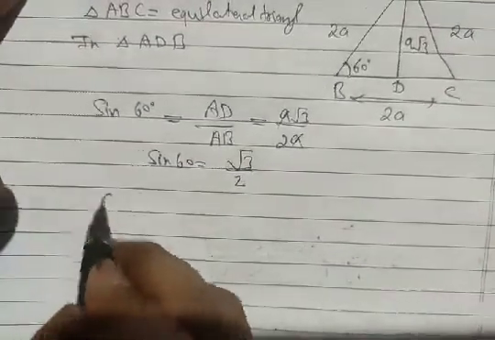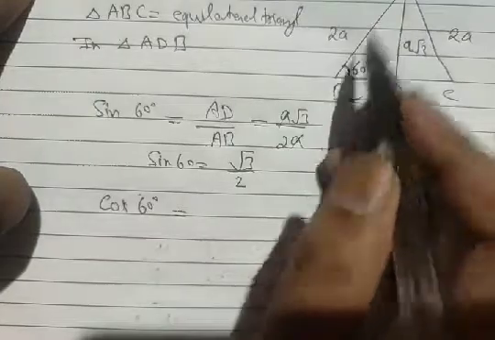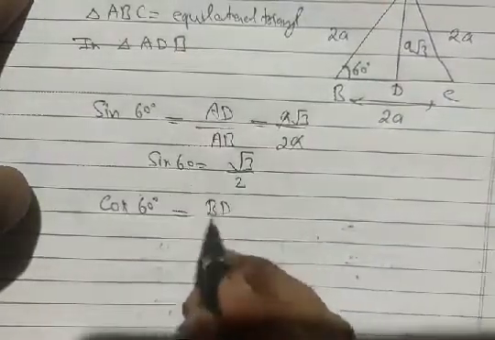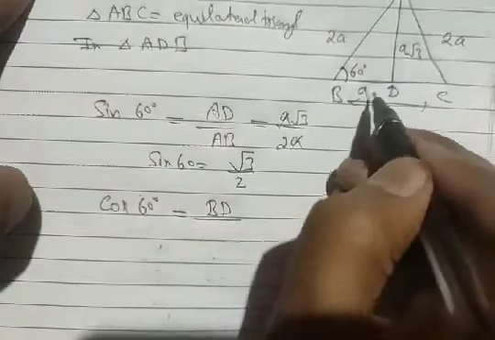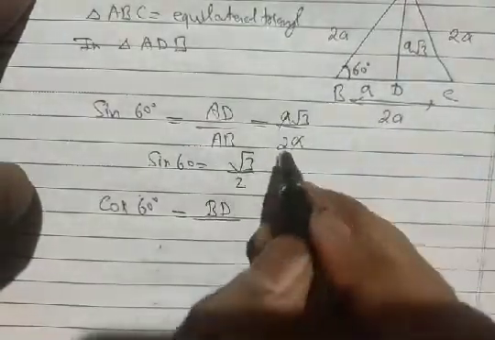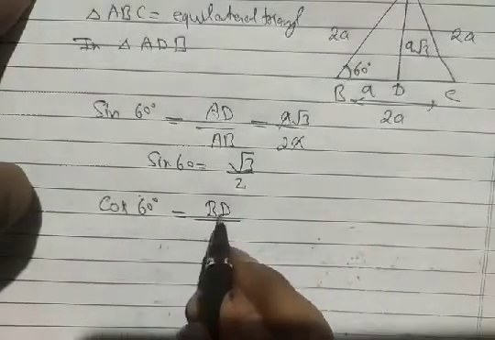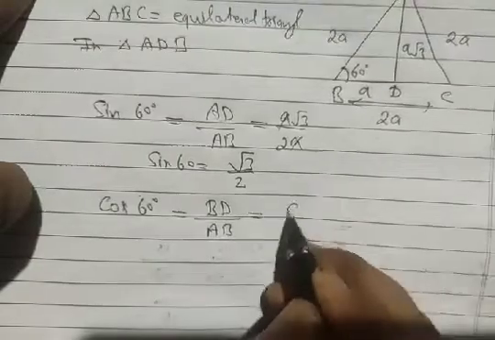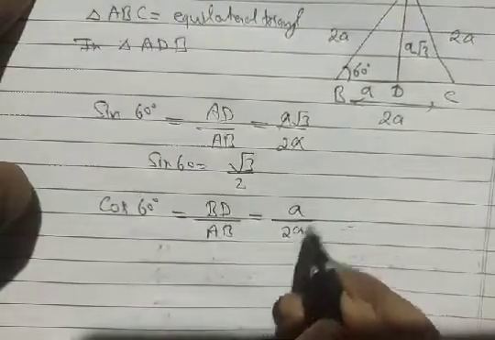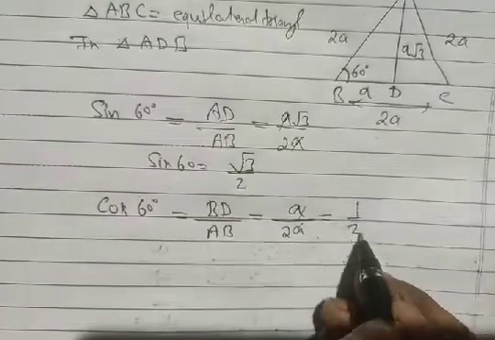Now we move to find the value of cos 60. By definition, cos is base to the hypotenuse. Remember that the value of BD is A. So for cos 60, BD is A and AB is 2A. Then we get 1 by 2 here.